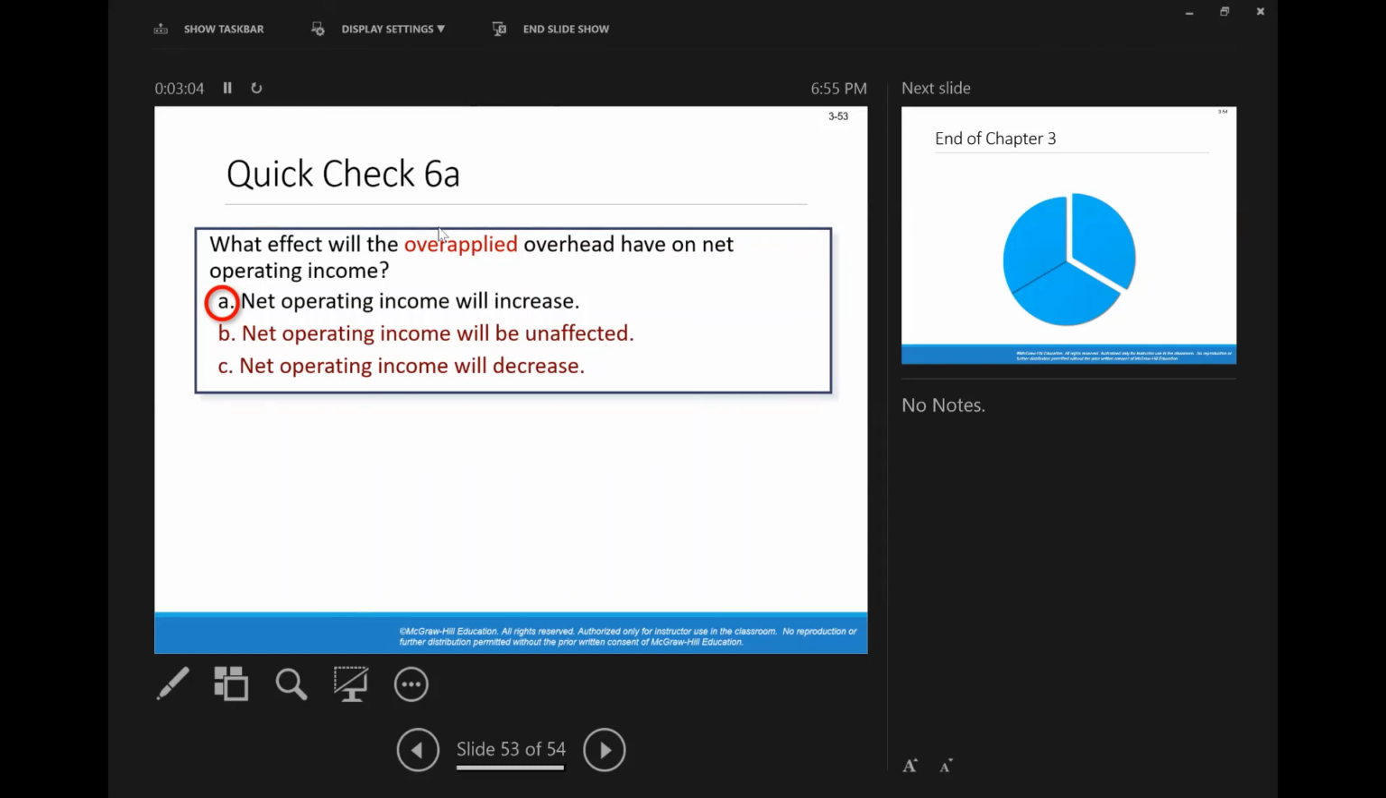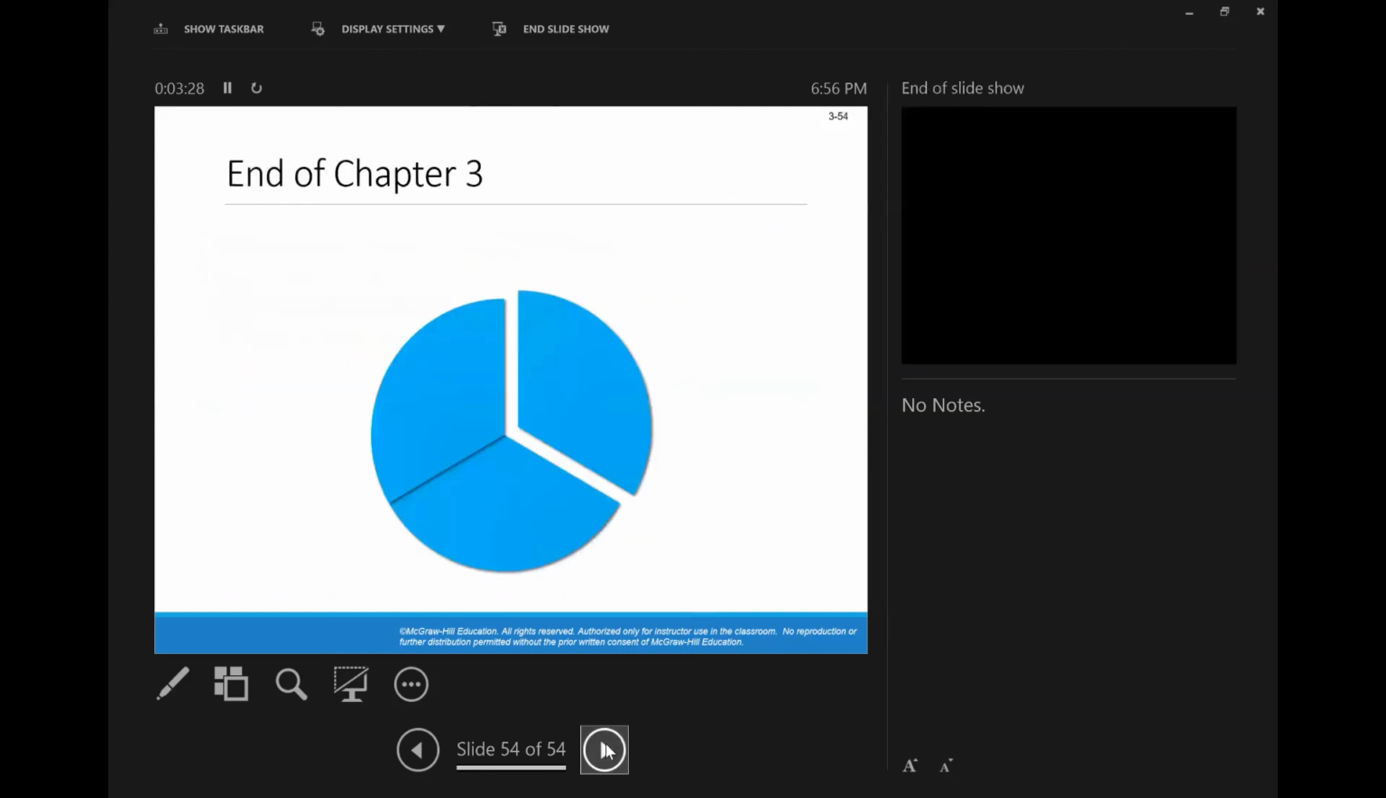If you do the opposite where you've under applied and didn't put enough, now I have to add more into the cost because I'm going to have to credit manufacturing overhead, which means I'm debiting cost of goods sold. And if I'm debiting cost of goods sold, that means my costs are going up. That means my income goes down. So if I under apply when I do the entry, it goes down. Okay, and that was the last slide.